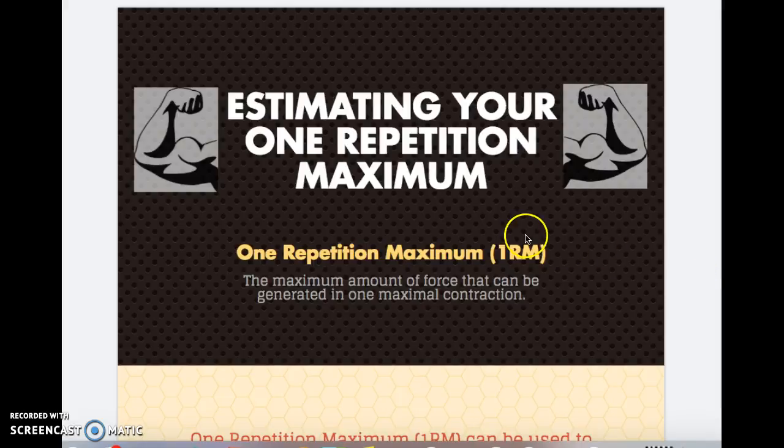The project is a lesson on establishing a one repetition max. So this is a resistance training lesson. There are some steps that students will need to take to get through this lesson, and that is another reason why I chose this format, because it has sections that break each step down pretty well.